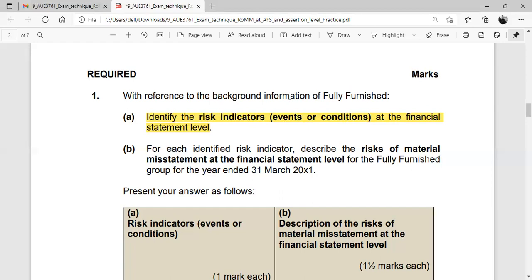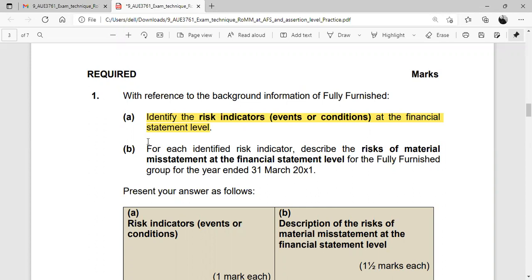So risk of material misstatement at financial statement level affects the entire set of financial statements. And at assertion level, it would be risk relating to a particular assertion, right? So this is in terms of ISA 315. So the next question says that the first one, we're supposed to identify the risk indicators at financial statement level. Very important, right? So if you go on and pick up any risk indicators in your scenario, you're not going to get the correct answers. You have to identify risk indicators at financial statement level.